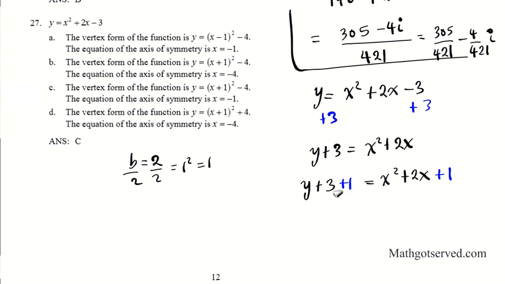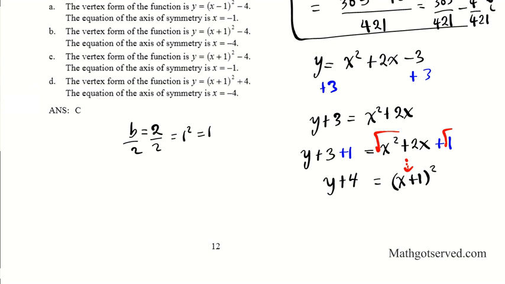Okay? So y plus 3 plus 1 is y plus 4 equals, now I can factor this, and this is a perfect square trinomial. I can use a factoring trick. You take the square root of the first and the last, bring down the middle sign, and you're going to be left with x plus 1 quantity squared. Okay? Now this is a transformational form. In order to express this in vertex form, you're just going to subtract 4 from both sides, and then you have y equals x plus 1 quantity squared minus 4.